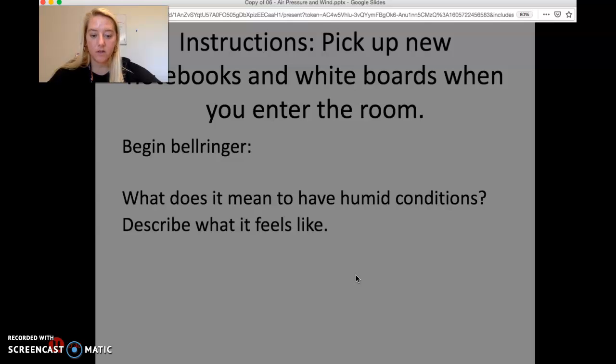This is our bell ringer, just a thought to begin our lecture. What does it mean to have humid conditions? So if I say that it's very humid outside, what does it feel like? We're going to discover how we measure humidity, relative humidity specifically, and what that means for our weather conditions.